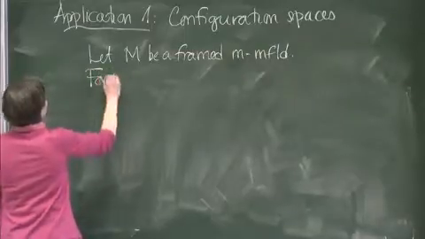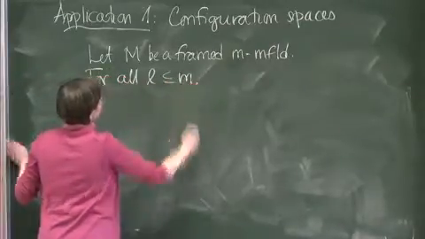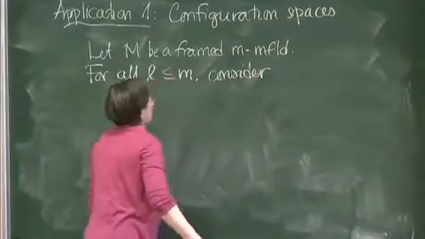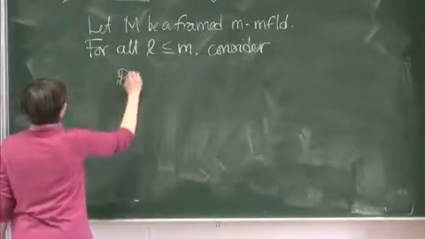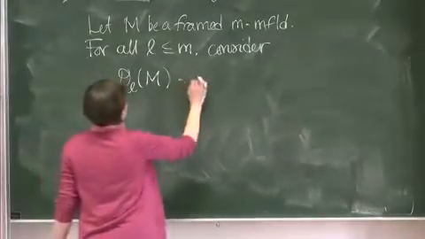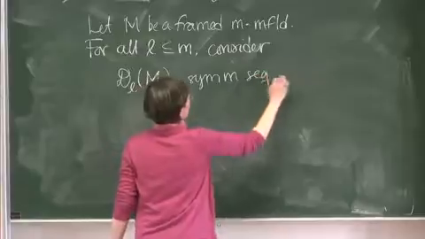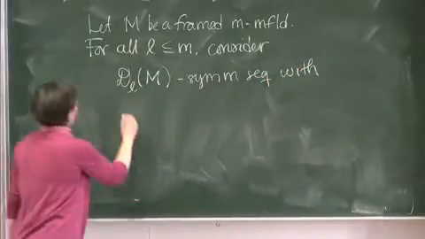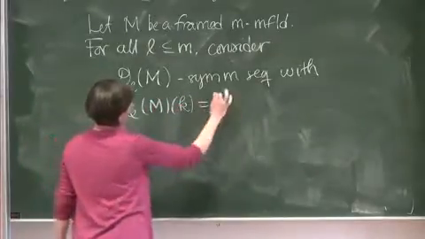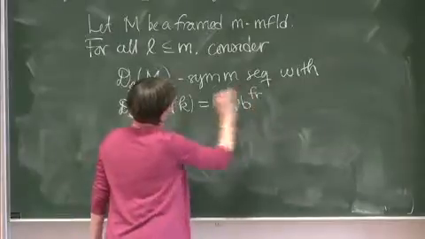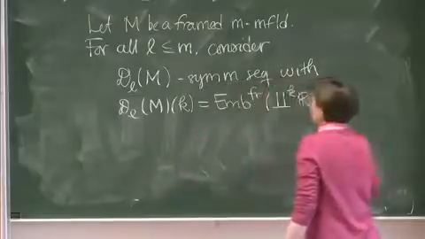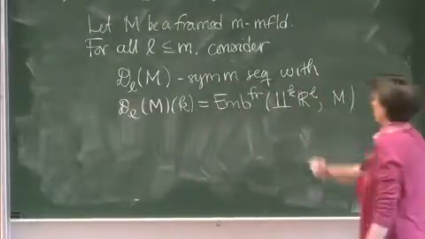So we're going to let M be a framed M-manifold, meaning some trivialization of the tangent bundle. And I'm going to consider the following symmetric sequence. If I have any L that is less than or equal to M, I'll call it D_L M. It's a symmetric sequence, so that in arity K, what I have is a space of framed embeddings from K copies of R^L into M.